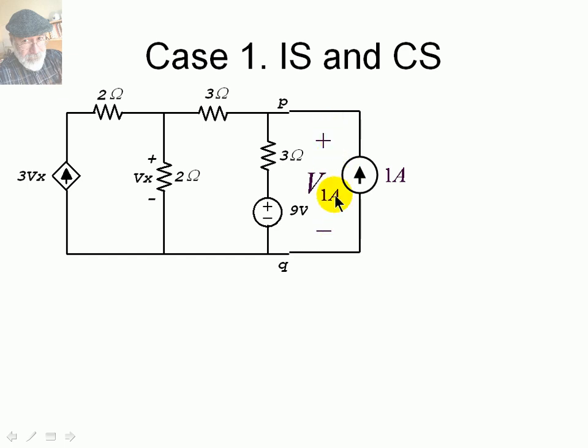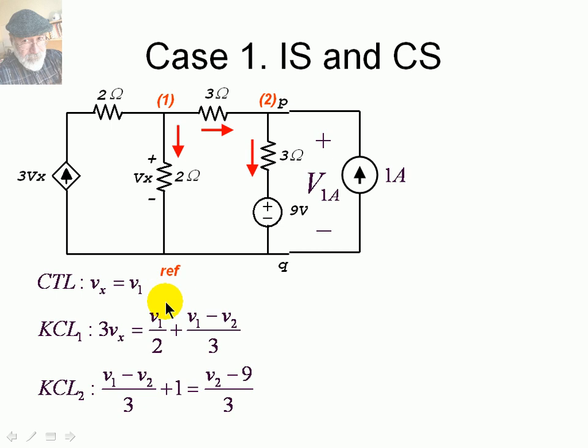How do we find V1a? Well, MNA: reference node, node 1, node 2, the currents in every branch, and then we write all the MNA equations. We solve them, and we find V2, this voltage, which is V1a, to be 39 over 7 volts. That is V1a, 39 over 7 volts. That is the 1 amp test.